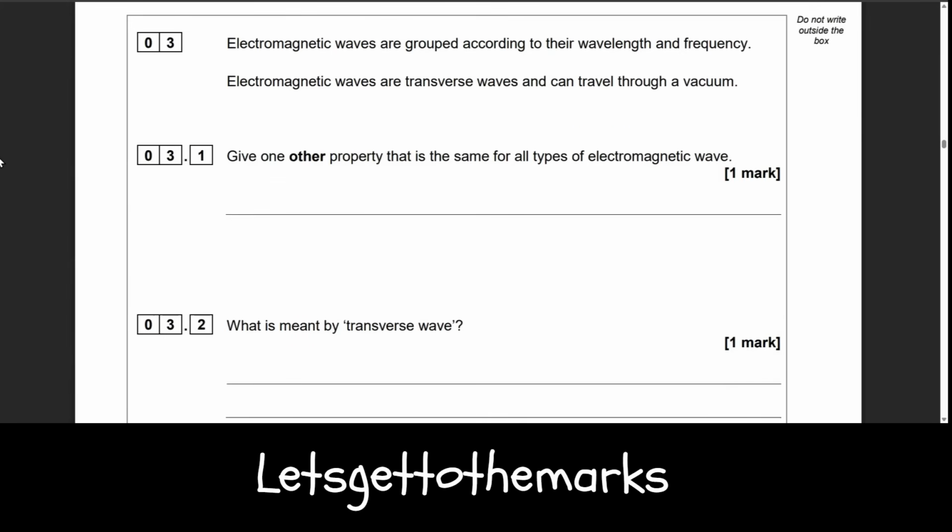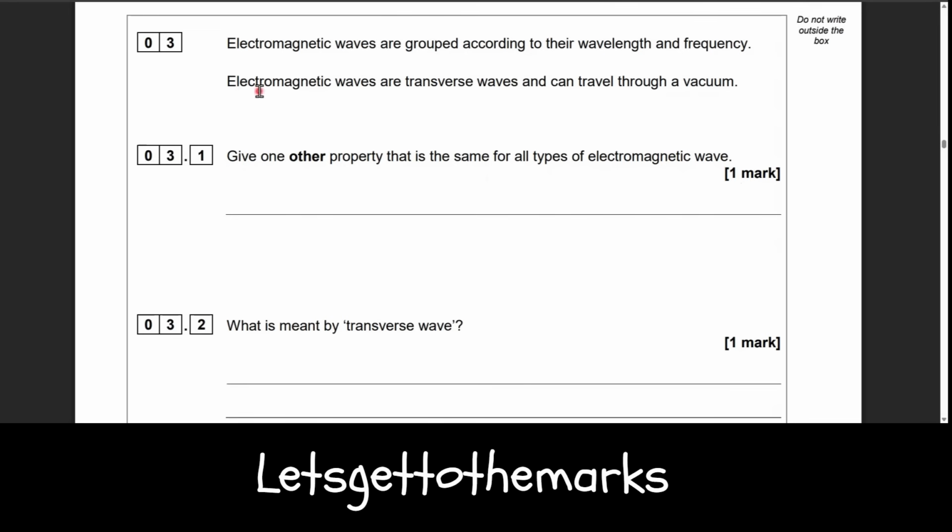Right, let's go to question 3. So what have we got here? Electromagnetic waves are grouped according to their wavelength and frequency. Electromagnetic waves are transverse waves and can travel through a vacuum. Give one other property that is the same for all types of electromagnetic wave.